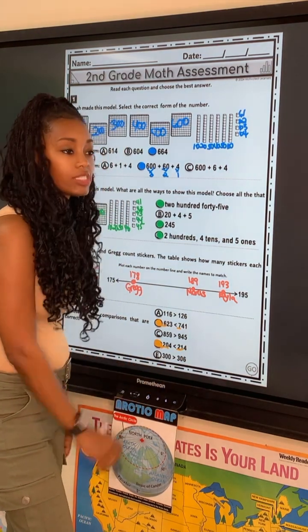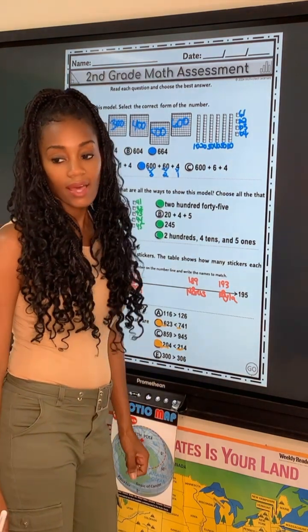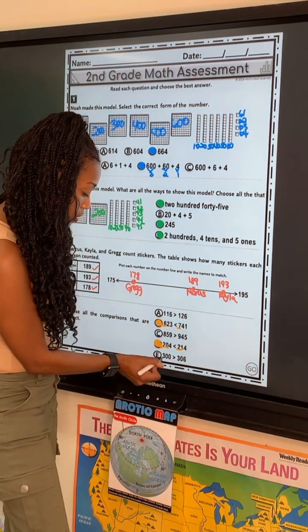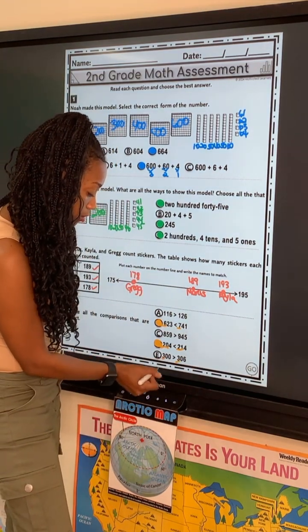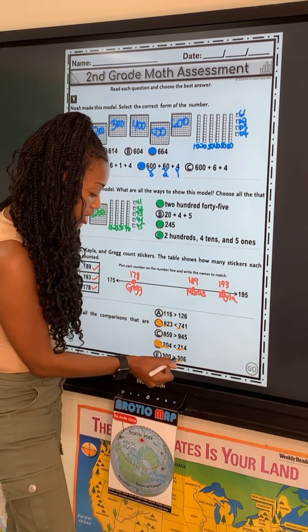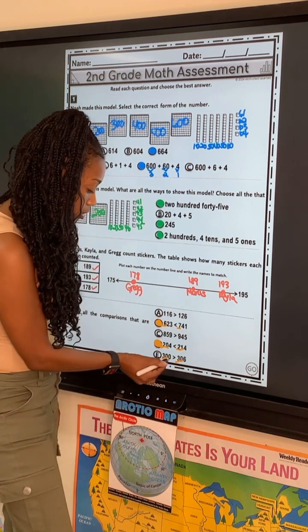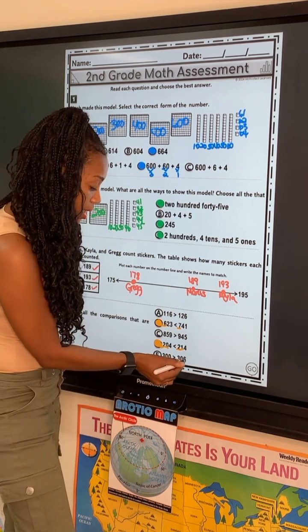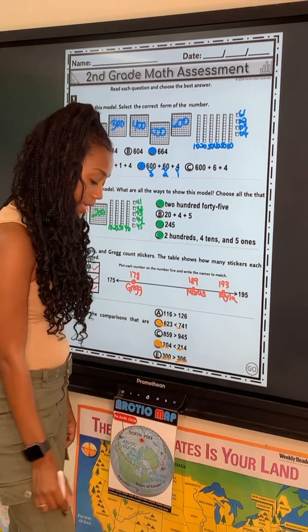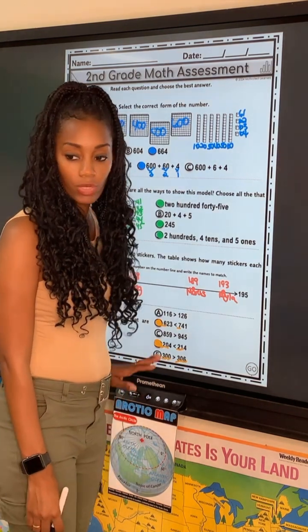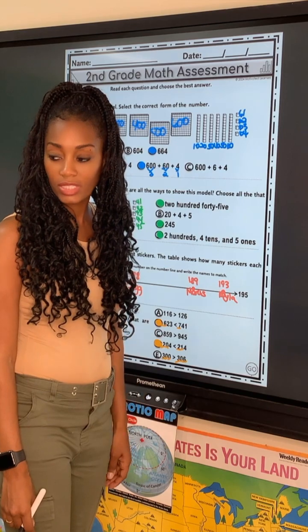And 300 is greater than 306. That's not correct, even though the 3's in the hundreds place are correct, and the 0 in the tens place are correct. If we go to the ones place, the 0 is less than the 6 here. So there's no way that 300 is greater than 306.